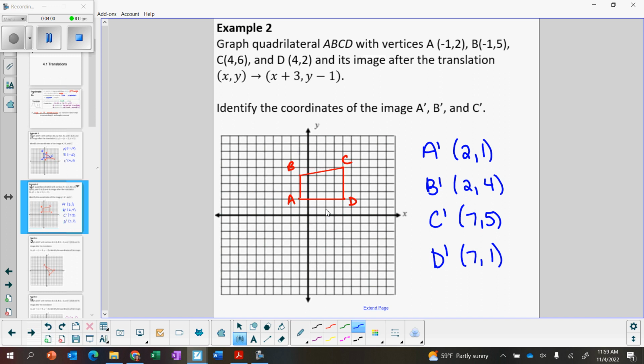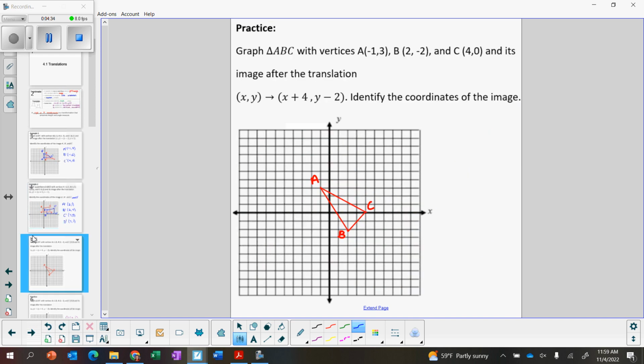So we have the point 2, 1, 2, 4, 7, 5, and 7, 1. And that would be our transformed figure. And C prime right there. So you're going to go ahead and try this one, pause, and when you're ready to check your answer, hit play.